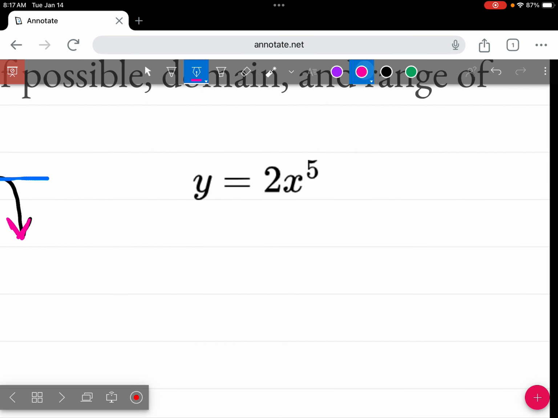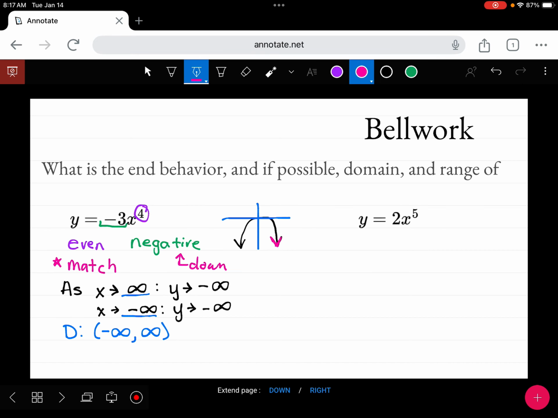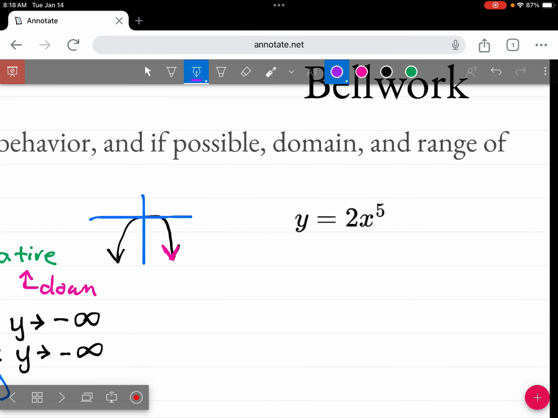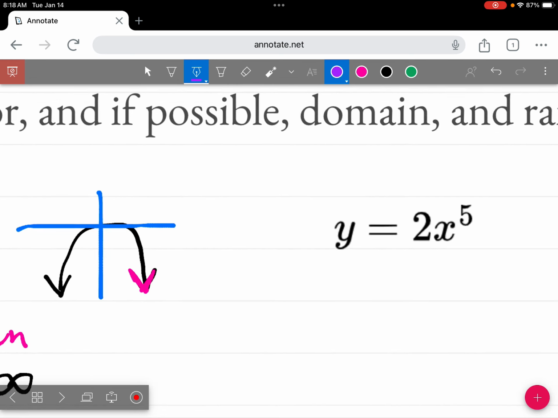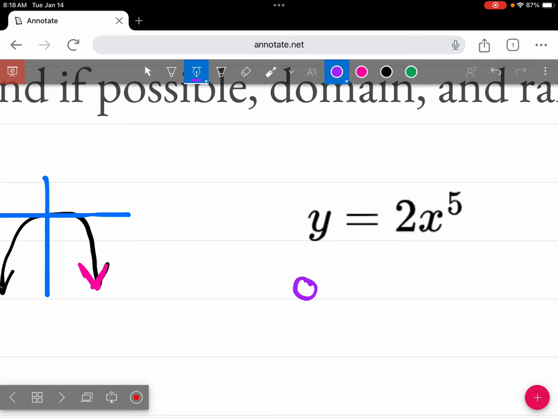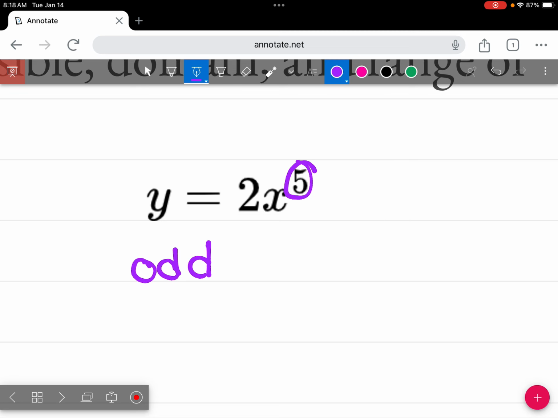Let's look at the right-hand one and see why I made that specification there. So on the right-hand one, are we even or odd? Odd. We look at our power for that. 5 is an odd number, so we know it's going to be odd. Are we positive or negative? Positive. That 2 tells us that. That is not how we spell positive. Positive.